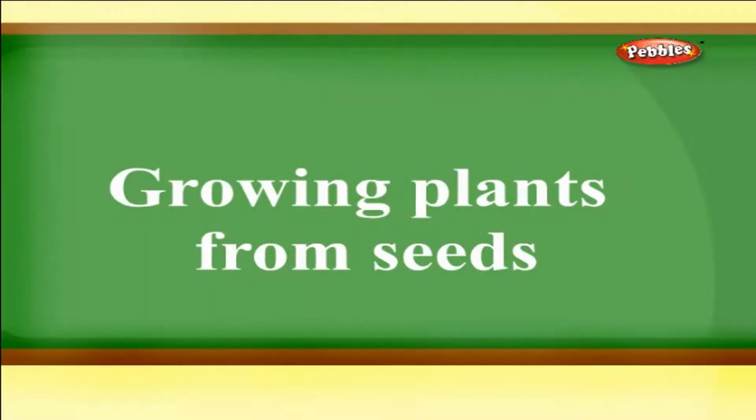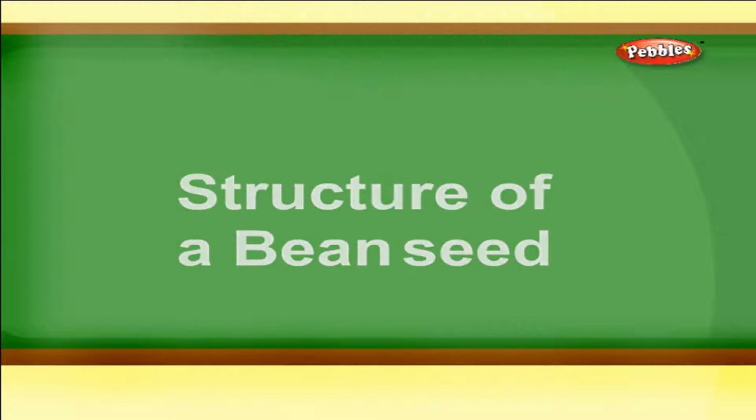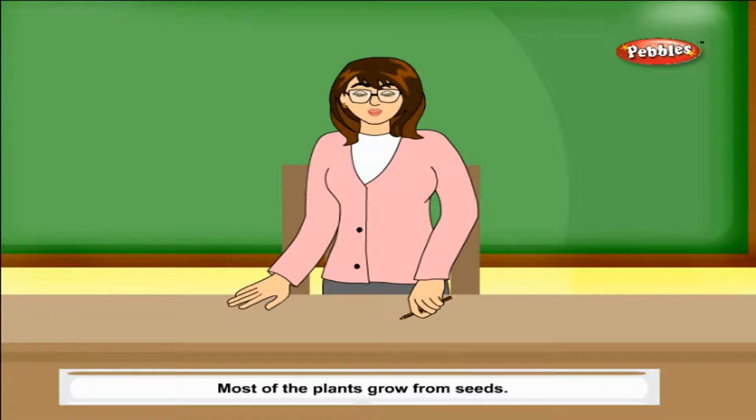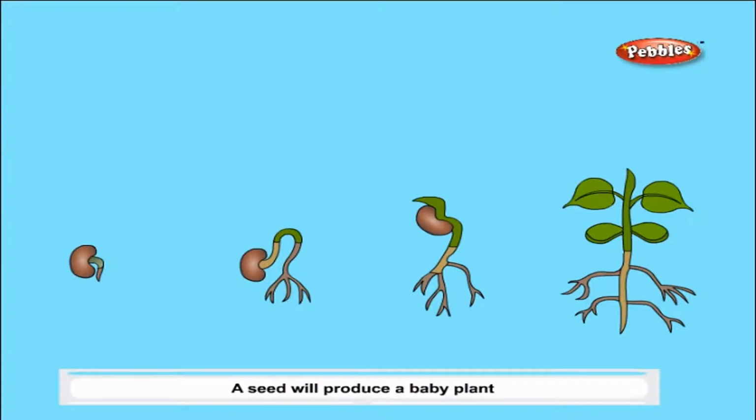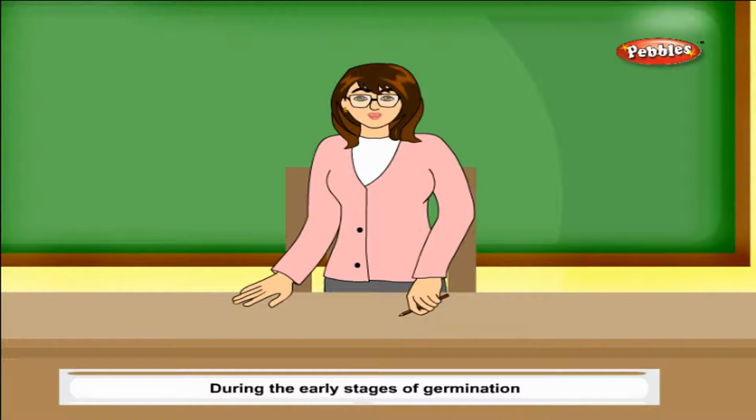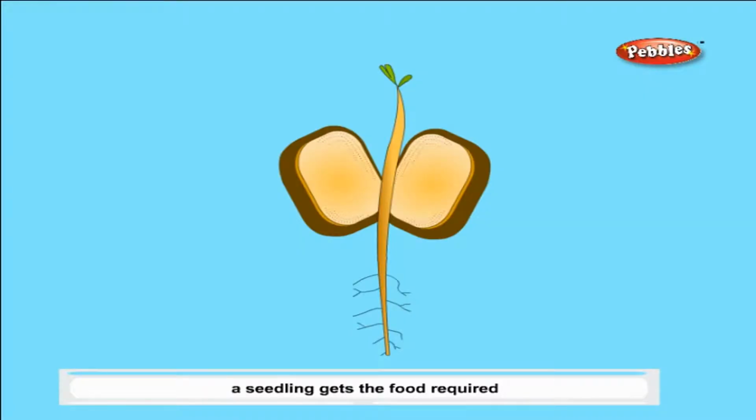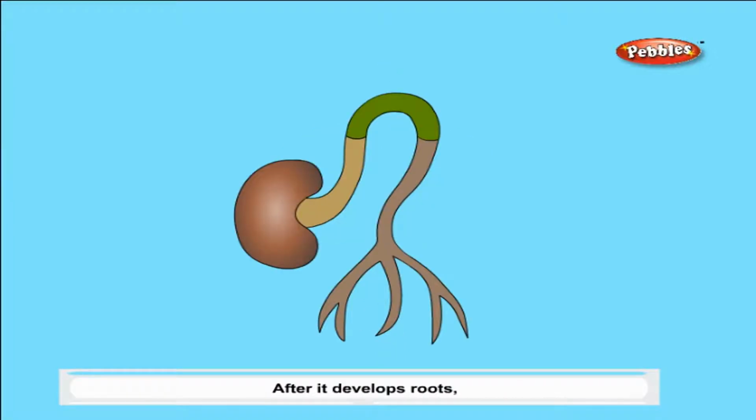Growing plants from seeds. Structure of a bean seed. Most of the plants grow from seeds. A seed will produce a baby plant or a seedling if it gets the right amount of water, air and warmth. During the early stages of germination, a seedling gets the food required for its growth from the cotyledons. After it develops roots, it obtains water and nutrients from soil.